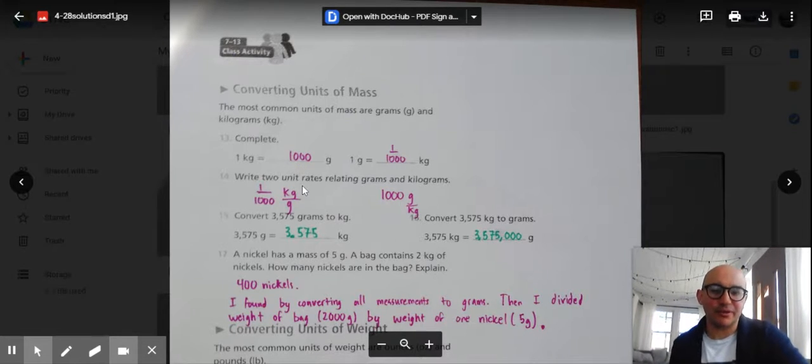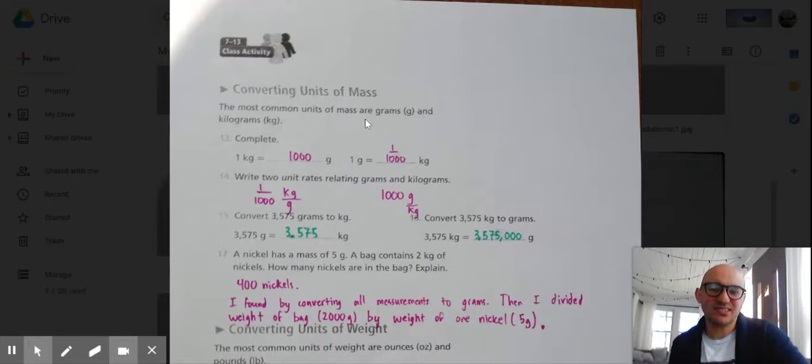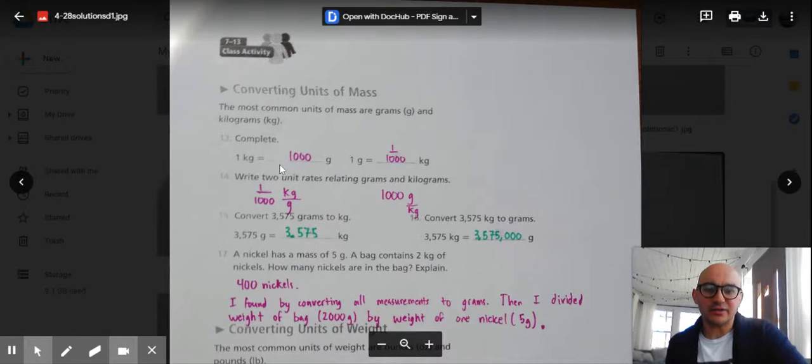And mass, you probably are thinking about it as it relates to weight. It's a little bit different, but for today's purposes, let's just think of them as the same, okay? So the most common units of mass are grams and kilograms. First thing we do is fill in these missing values here.